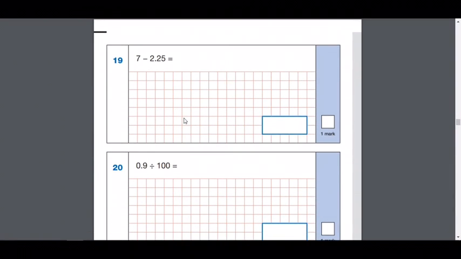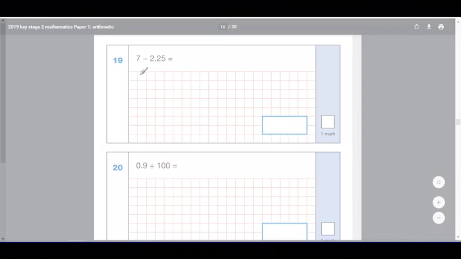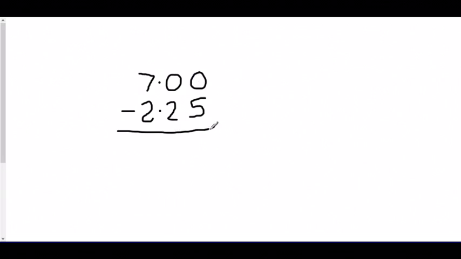Let's have a look at number 19 on the notebook. 7 take away 2.25. If I line everything up so that the ones are together, it looks like this, which makes it really, really difficult to calculate. Therefore, we put a decimal point in and give everything the same number of decimal places again to make it much easier. So now we can do 7 take away 2.25.